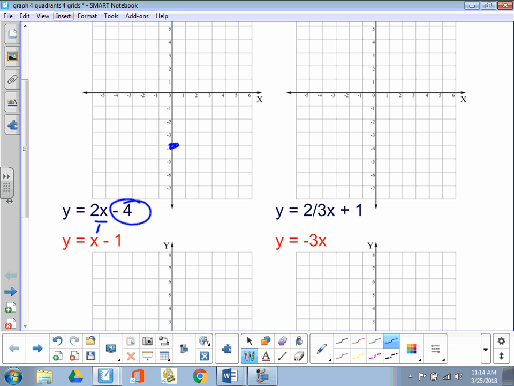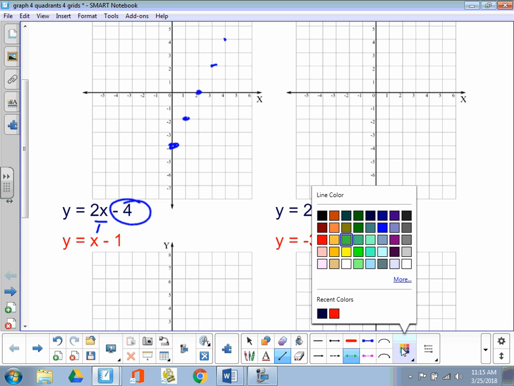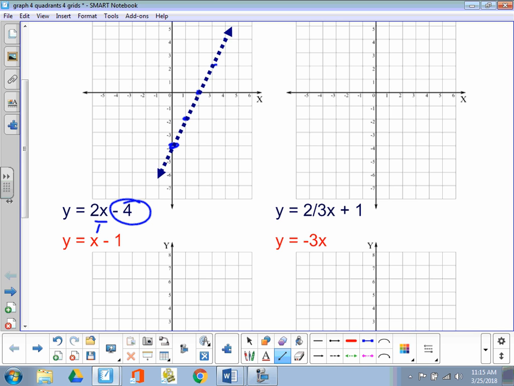Since it's a positive 2, we're going to go up 2, 1 to the right. And we can continue with that pattern of up 2, 1 to the right, and as we continue that, we have our points. Once we get to that point there, we are able to graph our line by connecting them, and the line would extend in both directions because there's an infinite number of ordered pairs that would solve this equation, but that's what your first graph would look like right there.